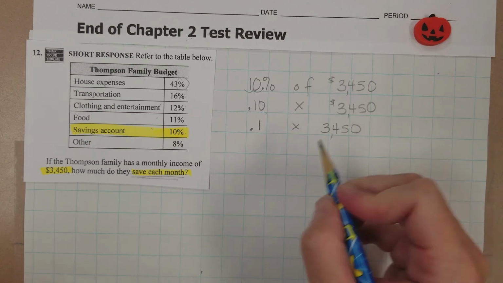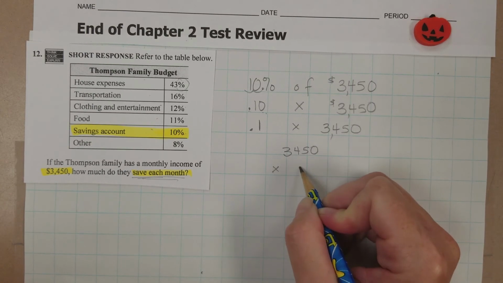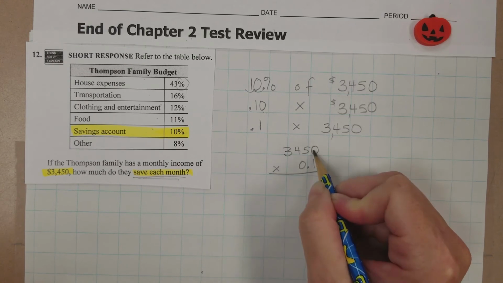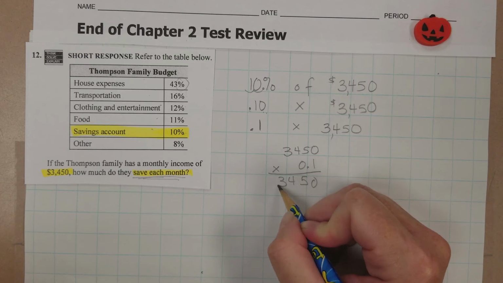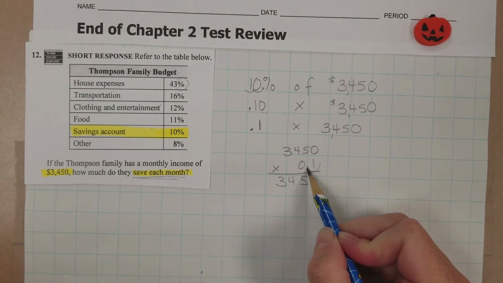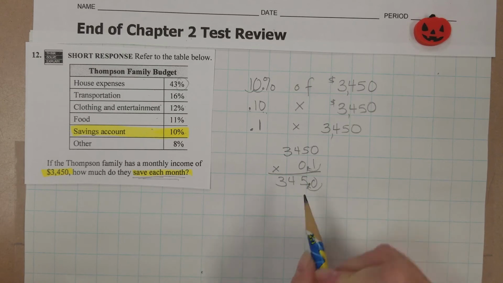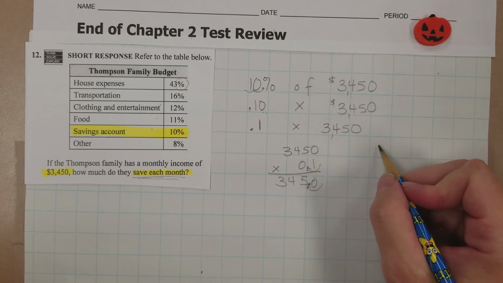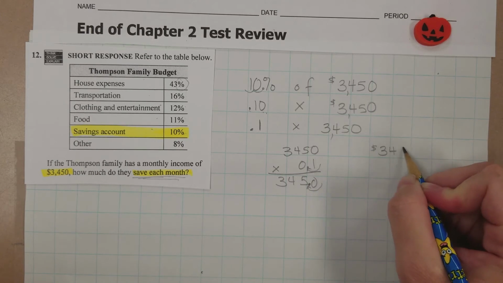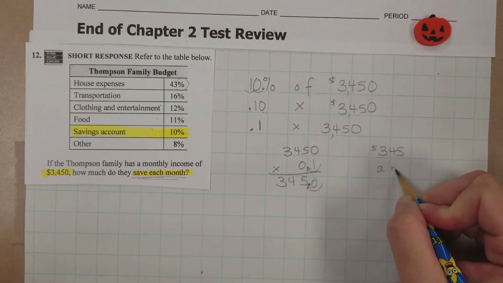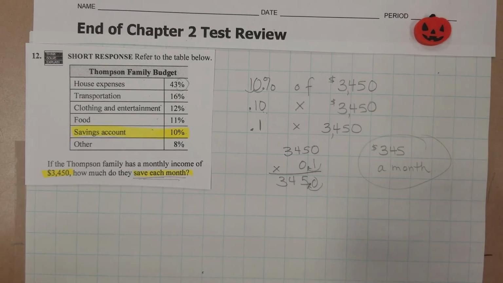Okay. So, 3,450 times 0.1. 0, 5, 4, 3. There's one decimal point in my problem. There's one in my answer. So the Thompson family would save $345 a month. And that is your answer.